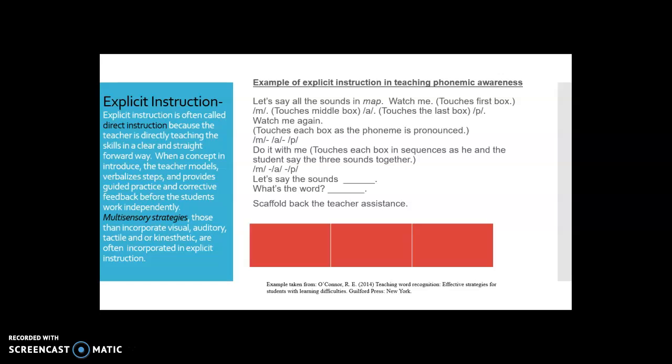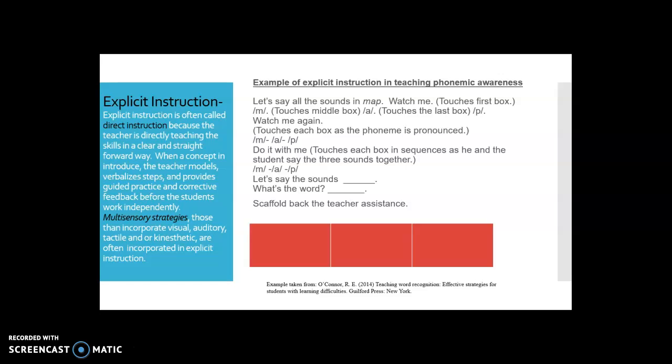Here's an example of explicit instruction with teaching phonemic awareness. If you look at this script that I wrote out for you, the teacher is first demonstrating how to break a word up into sounds. She has them watch her. Let's say all the sounds in map. Watch me. She touches the first box, touches the middle box, touches the last box, and goes on from there. This is very much clearly and straightforwardly modeling for the students the steps that they need to do in order to break down the word.